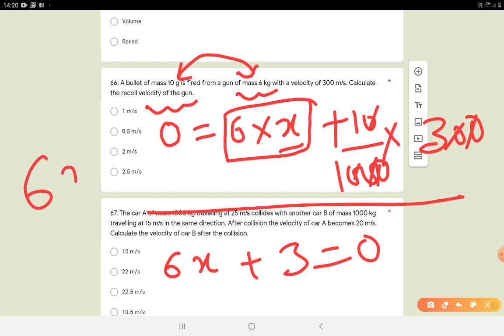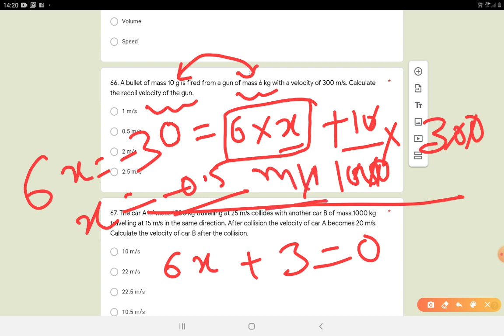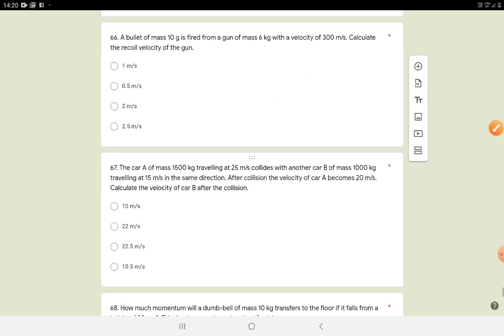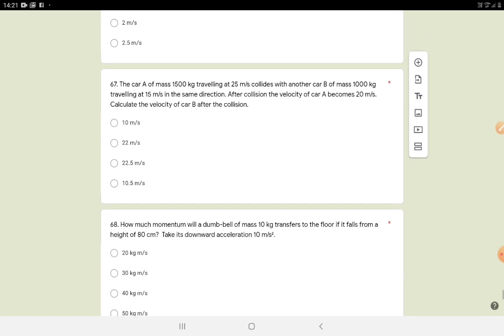So it would be 6x equal to minus 3, so x equals 3 upon 6, which means 0.5. It means minus 0.5 meter per second should be our answer. You should know the concept. If you know the concept, then you can easily solve these numericals. So the answer should be 0.5 meter per second. Here is the answer. Now move to another question. You can check also, and if there is any calculation mistake, you can tell me also.